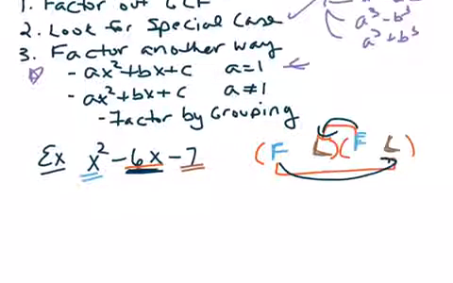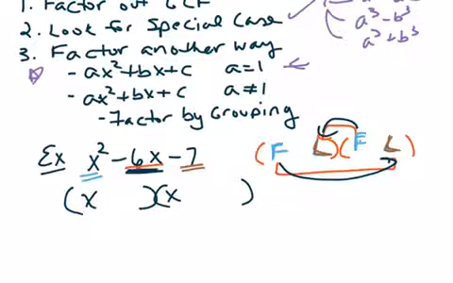So when I set this up, it's really a thought process. Factors of that first term are x and x, okay? There's no other factors of that. Factors of 7 are actually just 1 and 7. Now the kicker is that I needed to multiply to get me a negative 7, but then I need to add to get a negative 6.